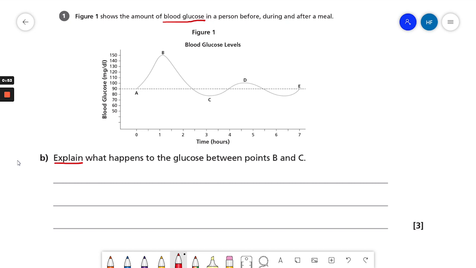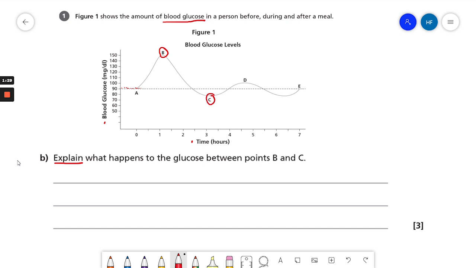And the graph we can see on the x-axis here we've got time, on the y-axis we've got blood glucose. We've also got a dotted line across here, and that's indicating the normal level of blood glucose level in a healthy person, which is about 90 milligrams per deciliter. So the graph is essentially showing us how the blood glucose level changes when a person eats a meal. And the question is asking us to explain what is happening between points B and C.